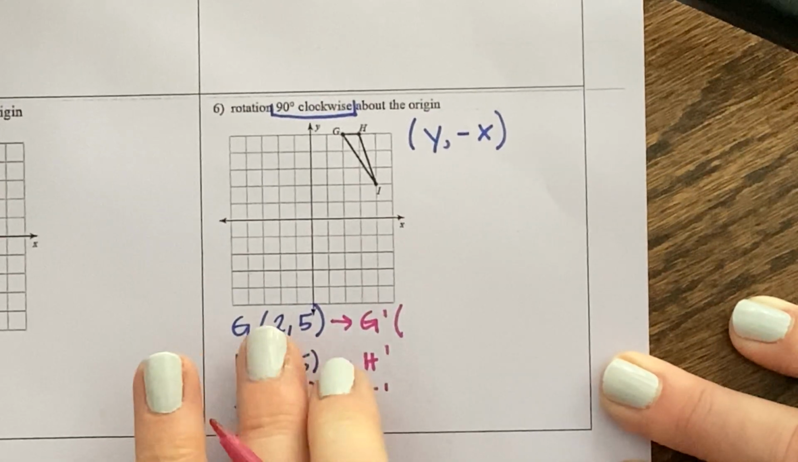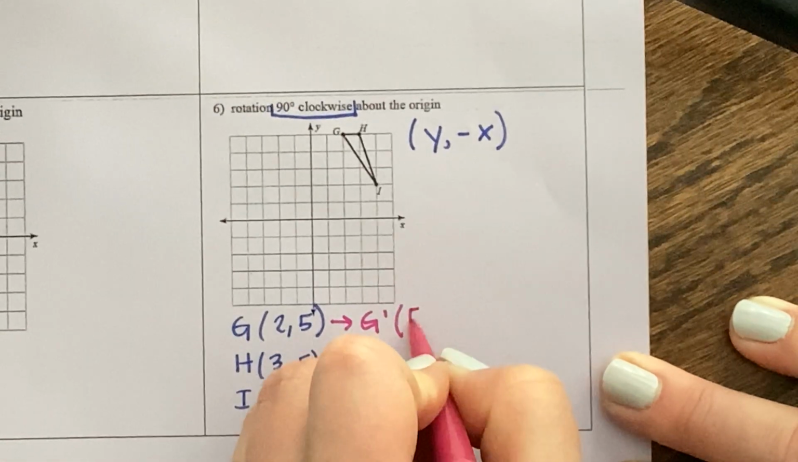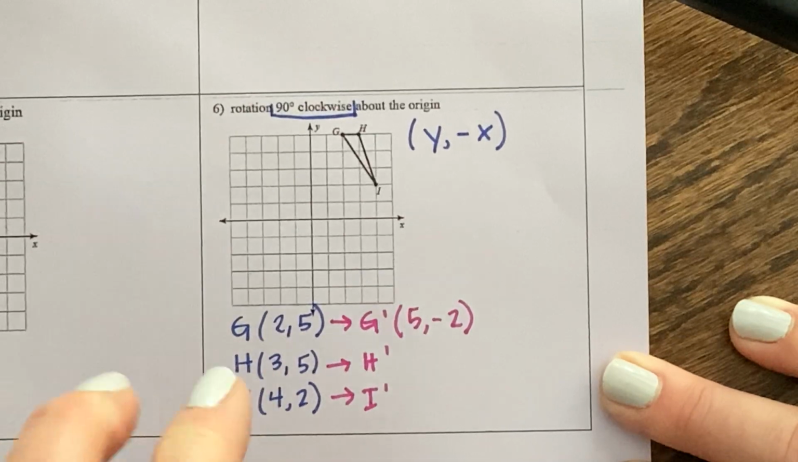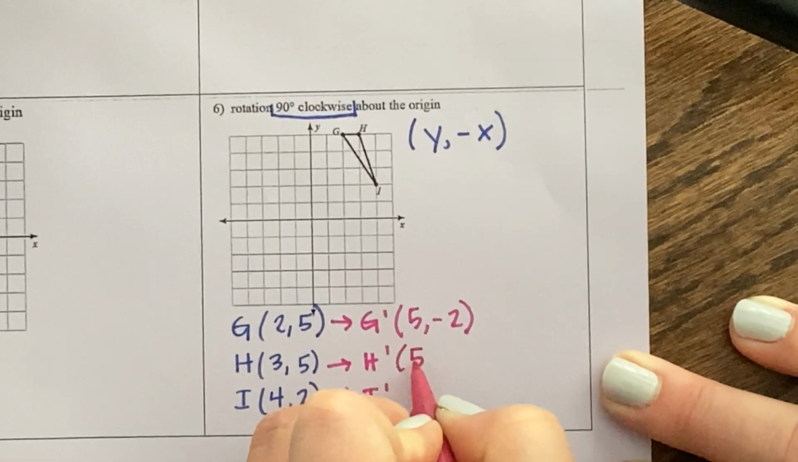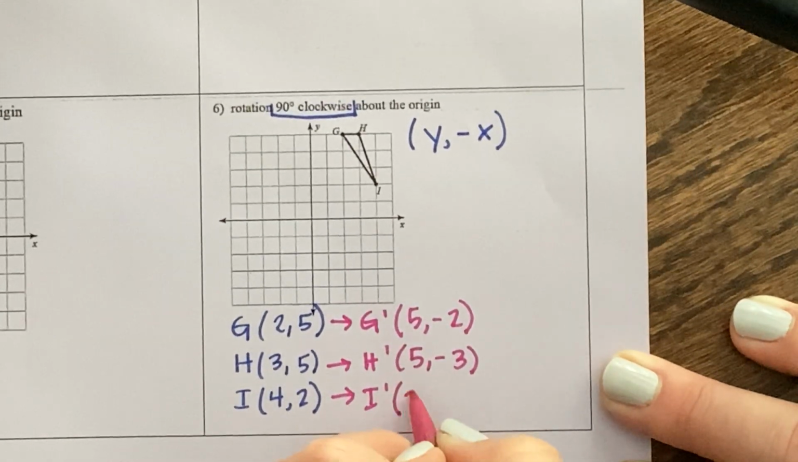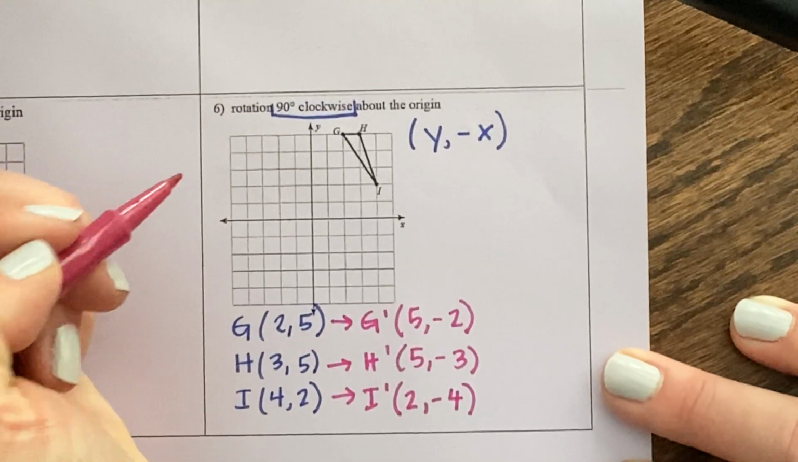Here we go. Negate the original x and then swap them. 5, -2. Negate the x, swap them. 5, -3. Negate the x, swap them. 2, -4. Now let's look at where this should end up.